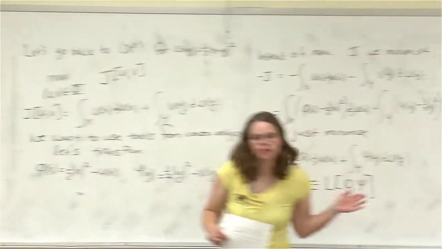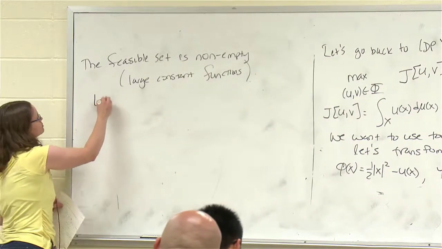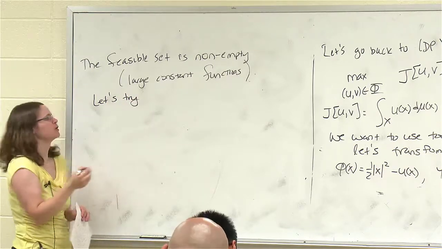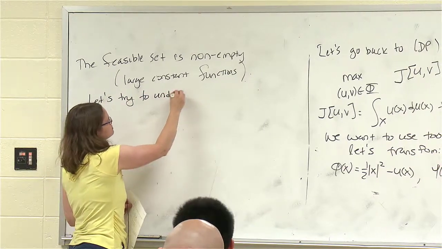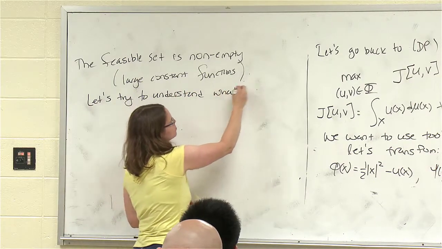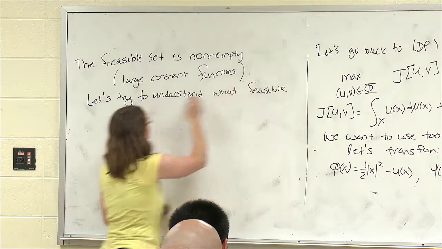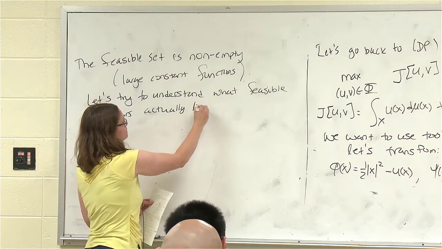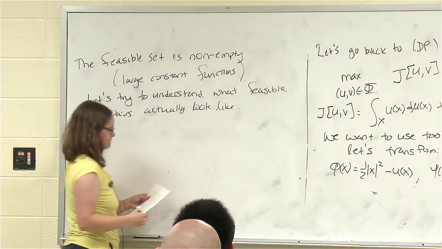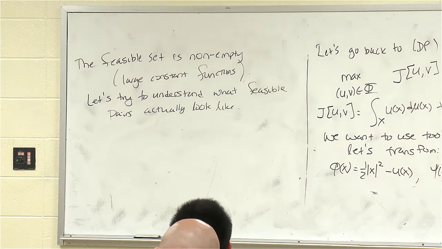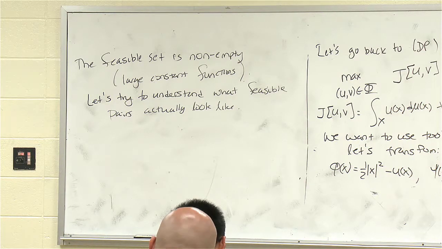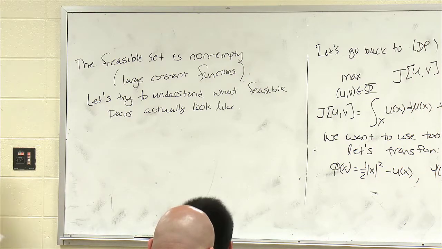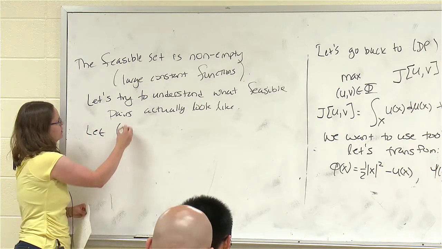Okay, so let's think a little bit more about what the minimizers might look like, what the feasible pairs might look like. So let's try to understand what kind of functions we're actually working with here, what feasible pairs actually look like. We've just said there's a connection somehow with Legendre transforms. They feel like they're going to come up naturally here, so let's try it. Let's start with a feasible pair.